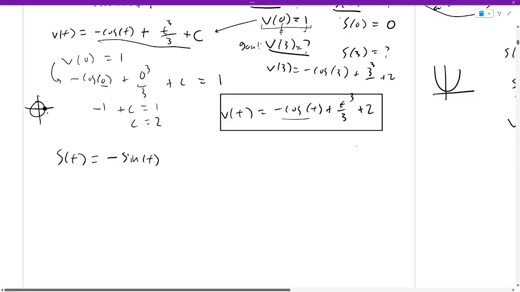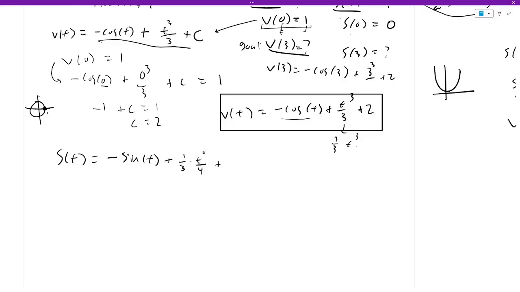T cubed over 3. Remember, if I like, I can keep the over 3, which is the same as 1/3 out front. Right, so 1/3 t to the 3. This is the same thing. So I can just keep the 1/3 and then do the antiderivative power rule thing to t cubed. Remember, that's plus 1 to the exponent. So t to the 4 over 4. And I'll probably combine those to 1/12 in a second, but I'll just leave it there.